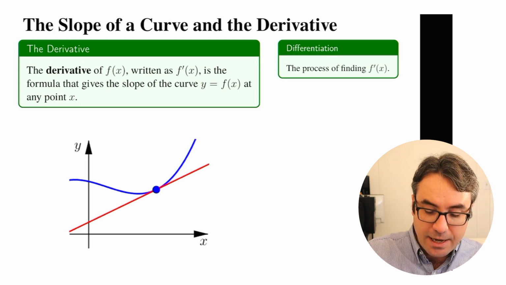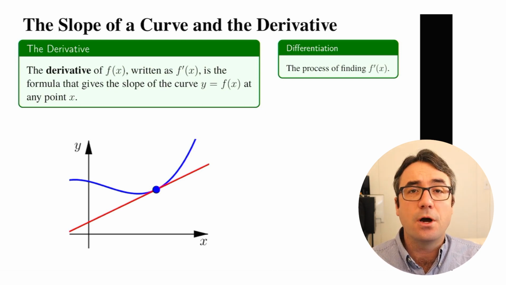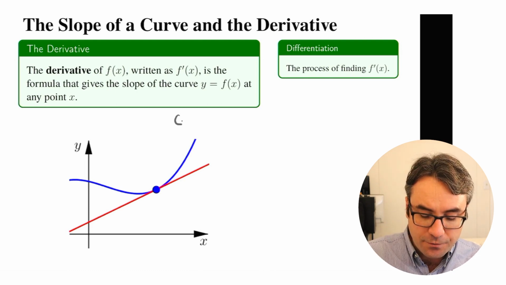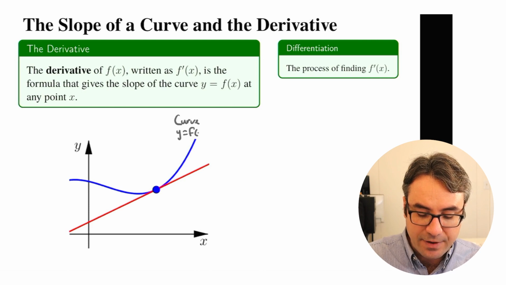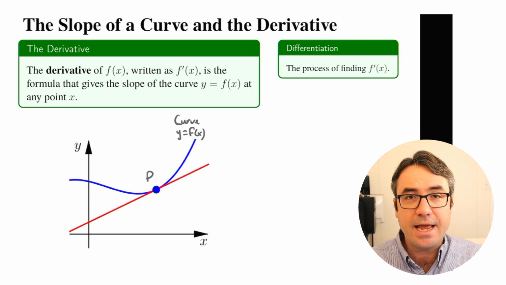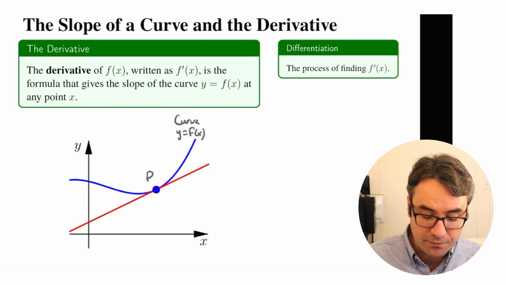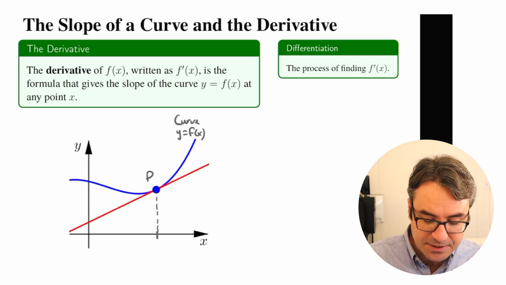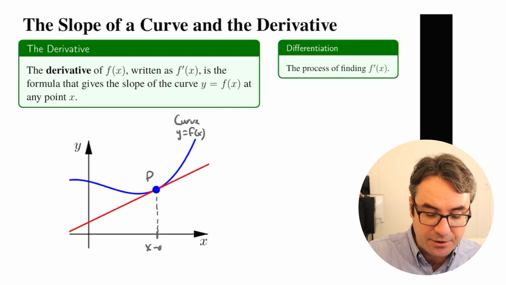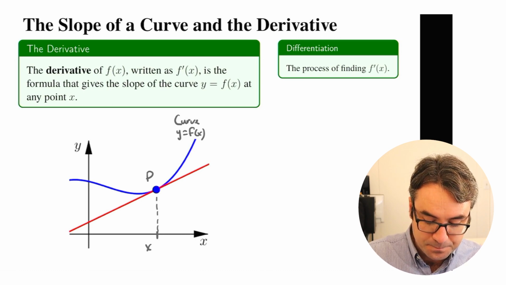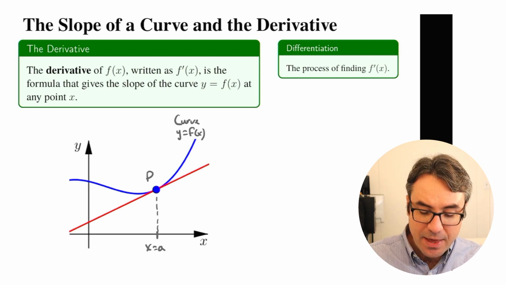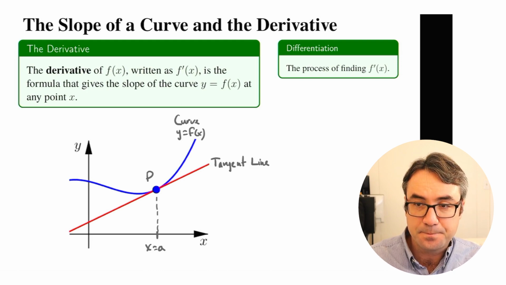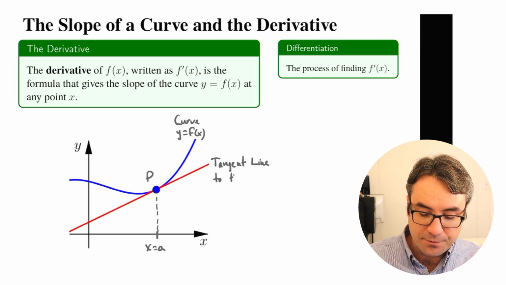All right, so let's look at a little graph for what's going on. We have our curve y equals f of x, and then we're interested in a specific point somewhere on that curve, and that point happens at some specific x value, maybe x equals a. And then at that point, we can figure out what the tangent line is to our curve.